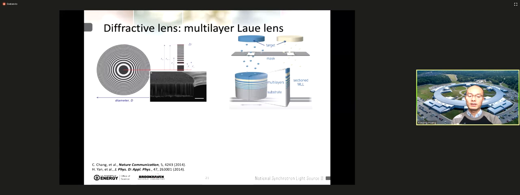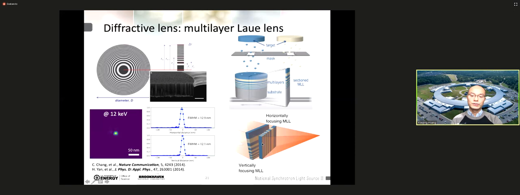So using this approach, we can achieve very, very fine zones, and we can make the zones as thick as you want. And the downside is this kind of structure, because it's flat, is a 1D focusing device. We need to cross a pair to create a point focus. So right now, at our facility, we were able to use this type of X-ray optics to focus X-rays down to 12 nanometers. And we can routinely achieve this small focus beam, and now it's available for general user experiments.